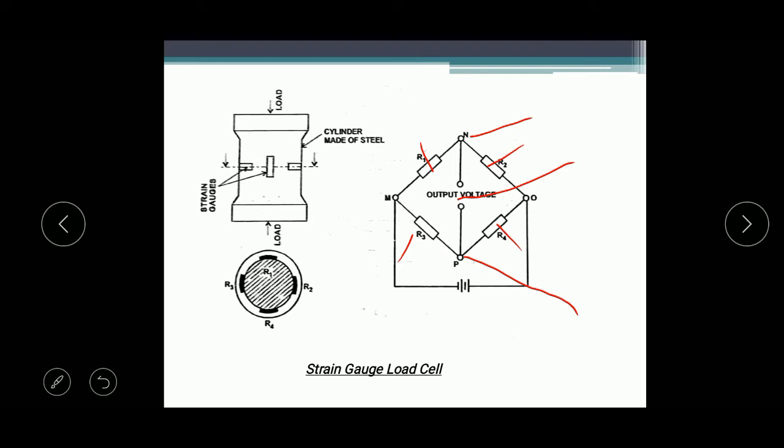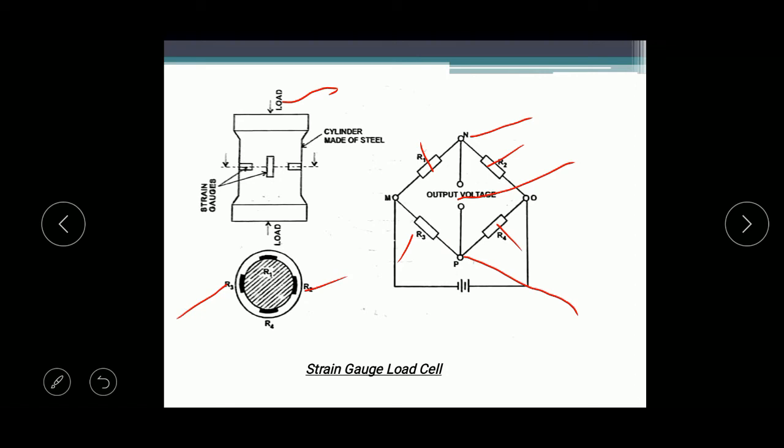Now if you apply the load to be measured on the steel cylinder, there will be a change in dimensions of the cylinder. Due to this load, the vertical gauges R1 and R4 will undergo compression, and as they undergo compression, there will be a decrease in resistance. At the same time, horizontal gauges R2 and R3 will undergo tension, and there will be an increase in resistance.